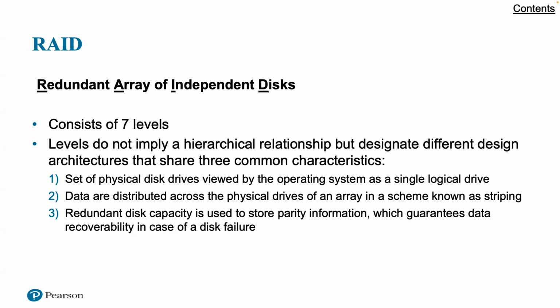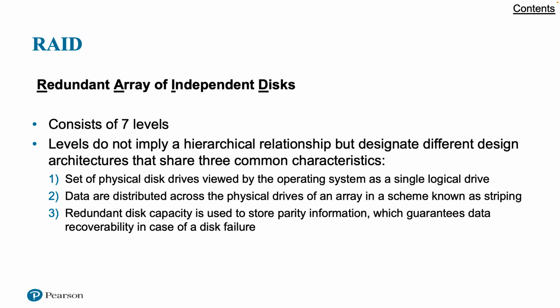These levels do not imply a hierarchical relationship, but designate different design architectures that share 3 common characteristics that we have listed here. 1, RAID is a set of physical disk drives viewed by the operating system as a single logical drive. 2, data are distributed across the physical drives of an array in a scheme known as striping, which will be described subsequently. 3, redundant disk capacity is used to store parity information, which guarantees data recoverability in case of a disk failure.